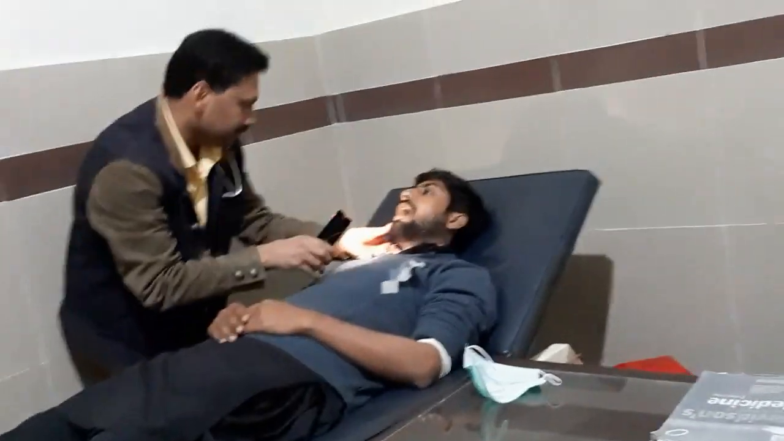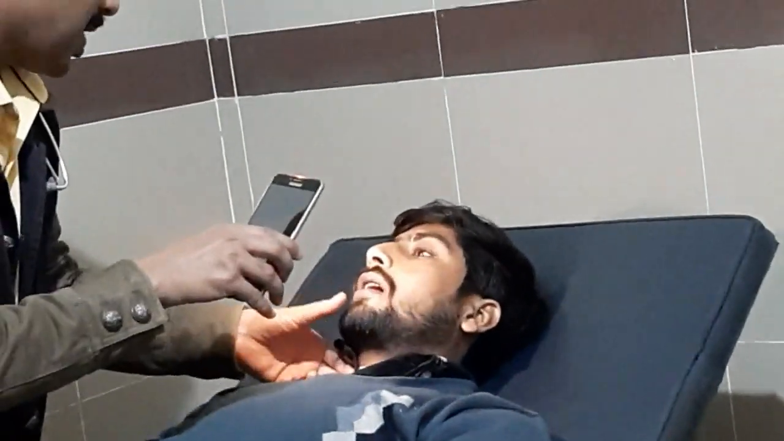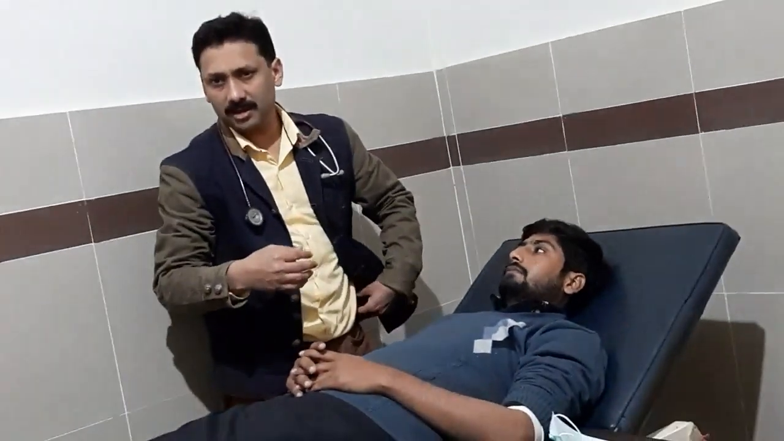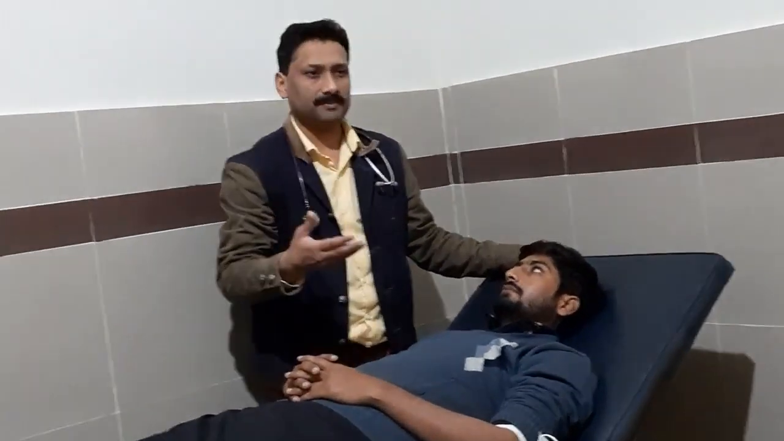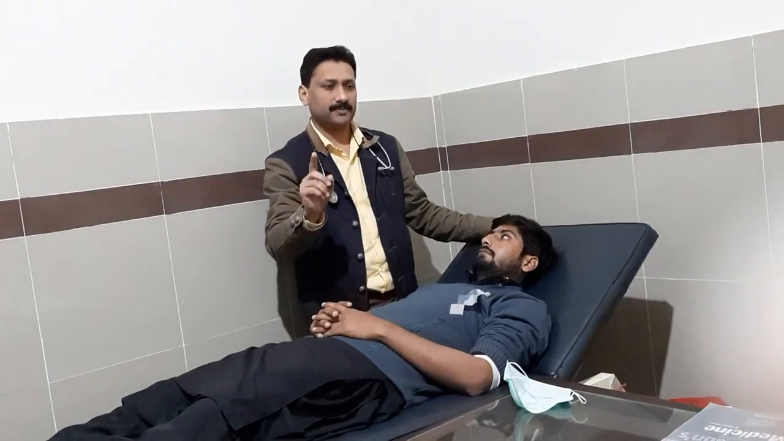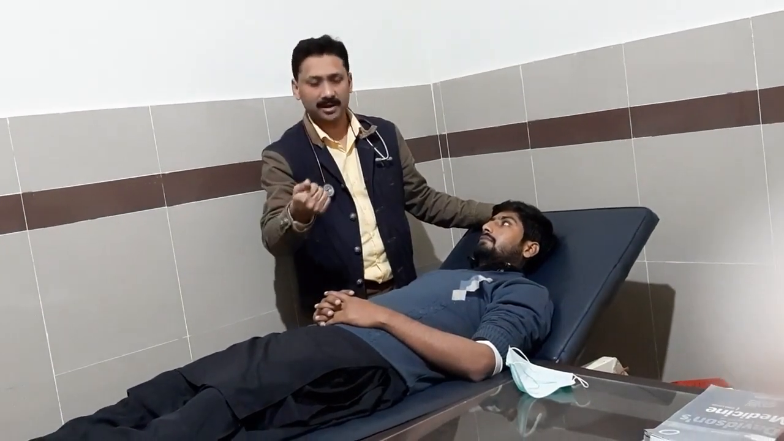Then open your mouth. Show your tongue, stick it out like that, fine. Thank you. So what I have done here, I have seen the dorsum of the tongue for jaundice. Similarly, the dorsum of the tongue for cyanosis and pallor, and the undersurface of the tongue for jaundice. So remember, undersurface for jaundice and the dorsum of the tongue for pallor and cyanosis.